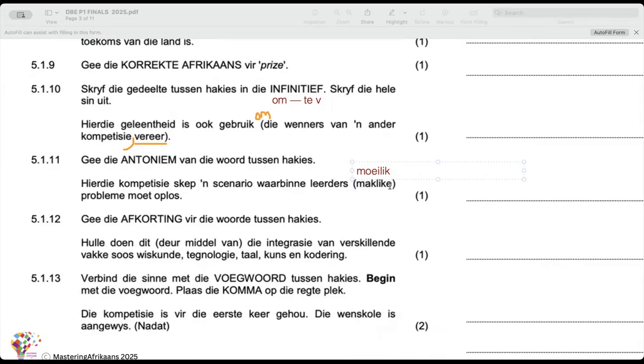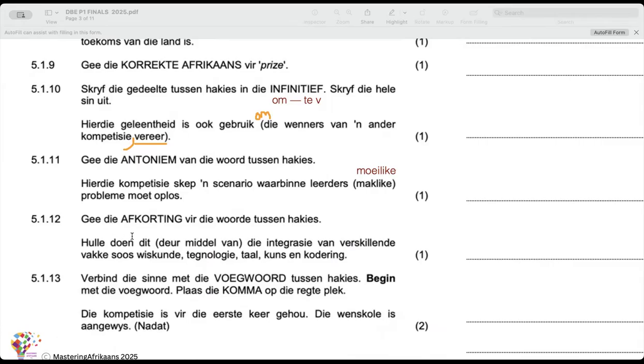So makliker is an adjective. You need to give moeiliker as an adjective. Maklik is an adverb. Moeilik is an adverb. And you must also just be careful of your intensive forms. All intensive forms that you learn are adverbs. If they ask for never, and they want the intensive form of never, you must say splinter never, not splinter niet. Because splinter niet is an adverb. Splinter never is an adjective. Again, ending in an E.